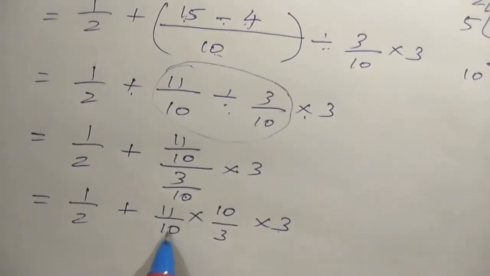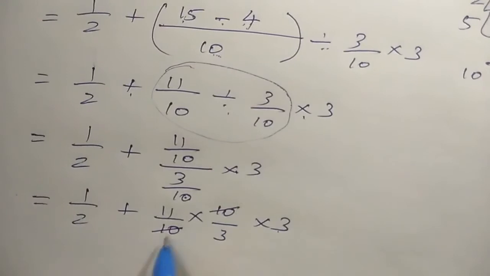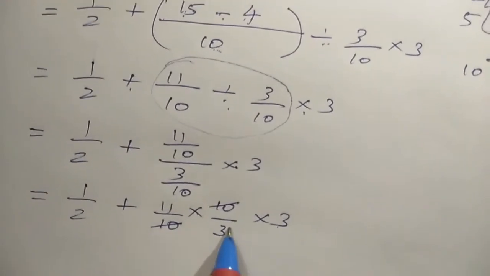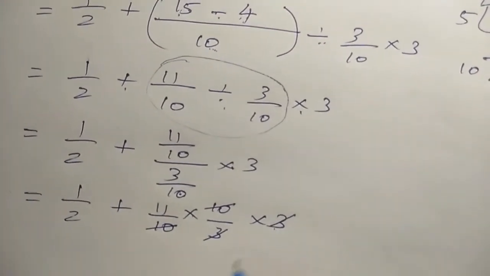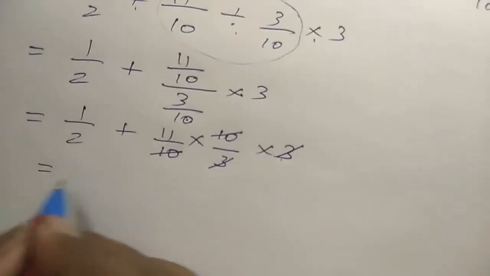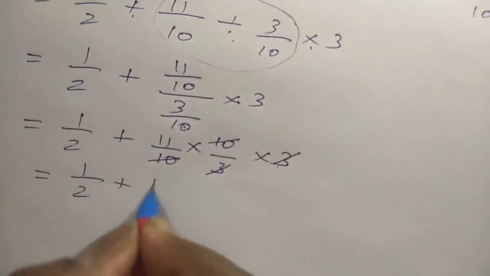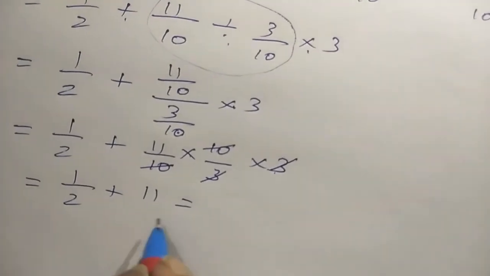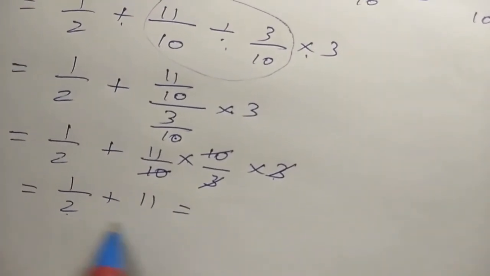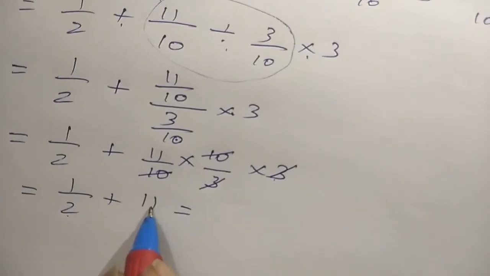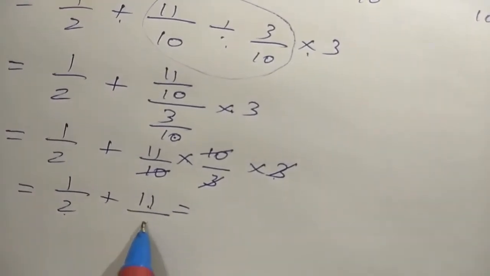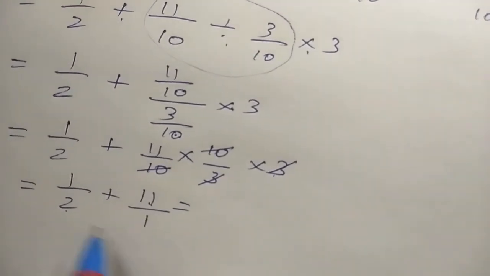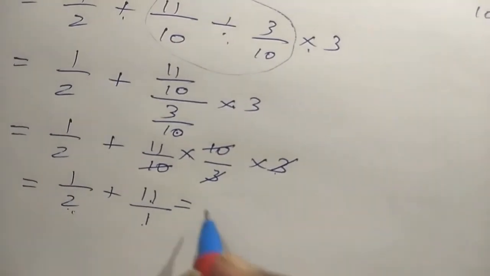Now we cancel this 10 because we are having multiplication here. Again we can cancel the 3 here, right? So the answer we got here is 1/2 plus 11. Here 11 is just a number, but we can write this one as 11/1. Here the denominator is 2, so we want to go with the 2 here.